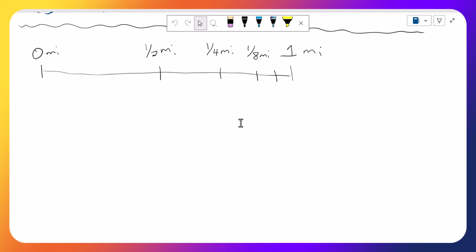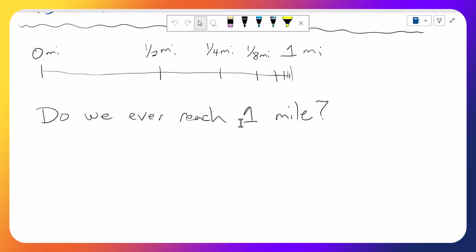So we have 1/16 there, 1/32, 1/64, 1/128. We keep going, we keep going, we keep going. And the question is, do we ever reach 1 mile? If we keep going halves and halves and halves, are we ever going to really be at 1 mile?